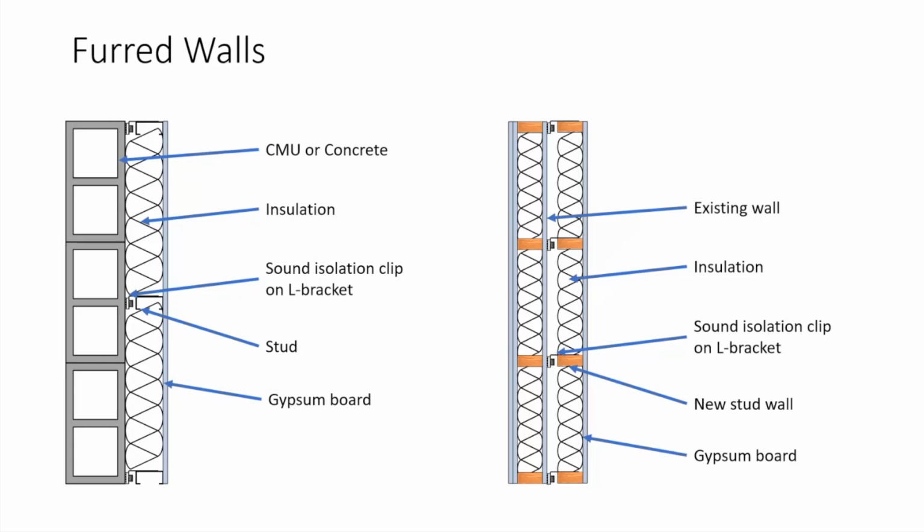It could also be that the CMU block wall is a bearing wall for some concrete slab, and maybe there's an emergency generator or some mechanical penthouse up above, and you want to make sure that any sound that gets into that structure, into the CMU wall, isn't radiated out into the space below. So you have this isolated furring wall.